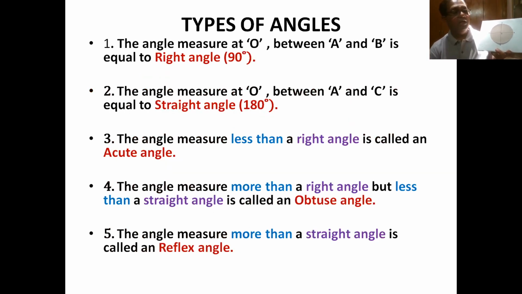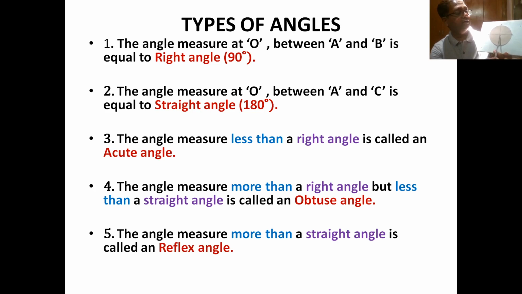Now you already know that the opposite rays make a straight angle. So you can see here ray OA and ray OC are opposite rays, so they make a straight angle, and the angle measure of the straight angle is always equal to 180 degrees. So the angle measure between AC at O is 180 degrees.